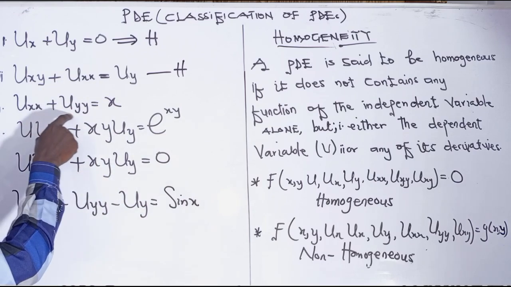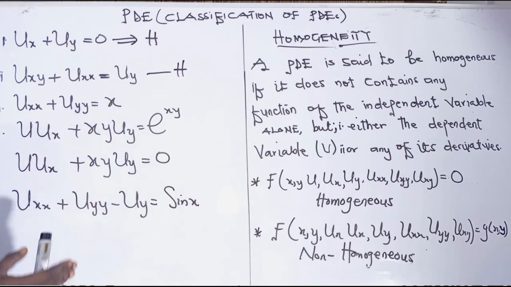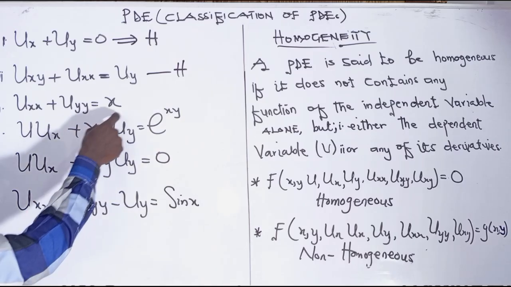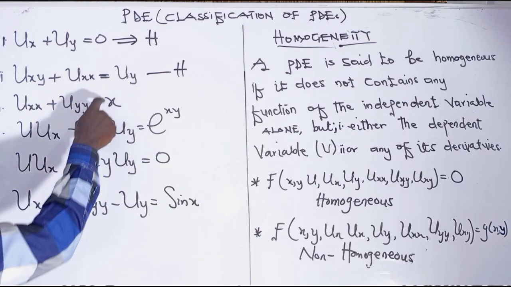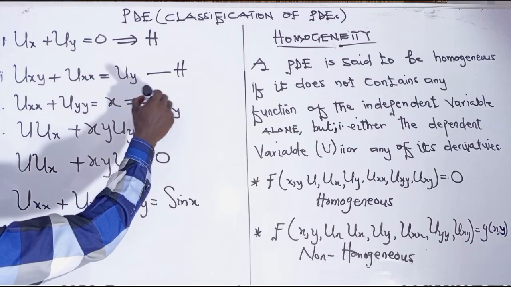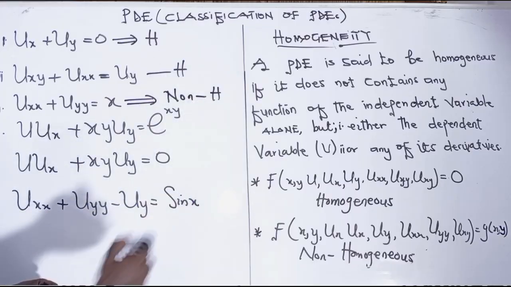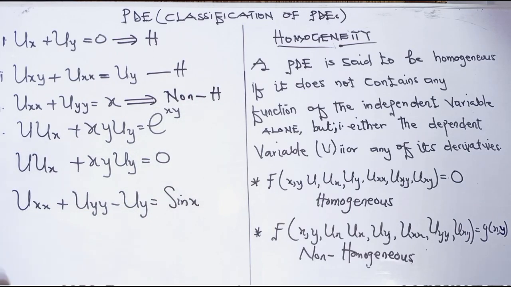Now let's look at this. We have uxx plus uyy is equal to x. Do we have any function of x, or any function of y? You can see that we have, yes, a function of the independent variable x. Because of this x, this PDE becomes a non-homogeneous PDE, because we have a term that is a function of the independent variable standing alone. So that is it.